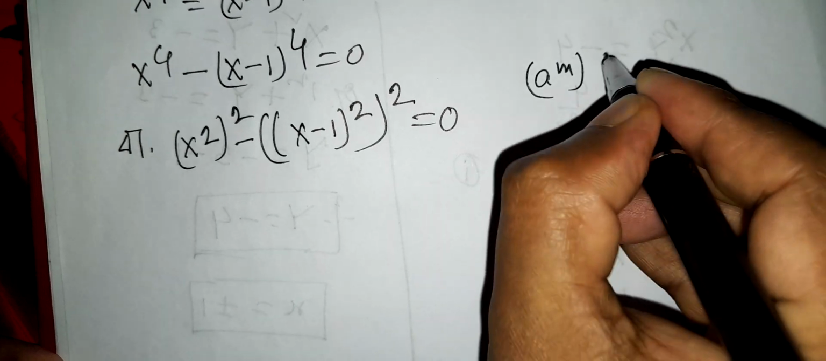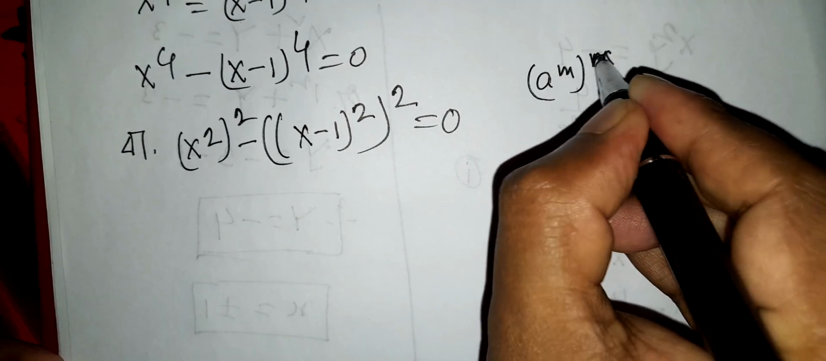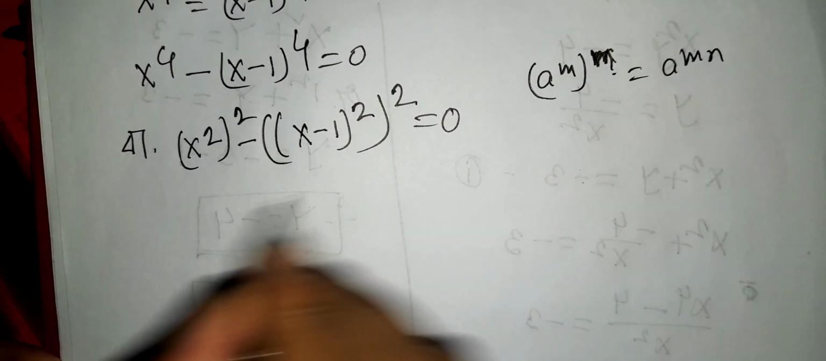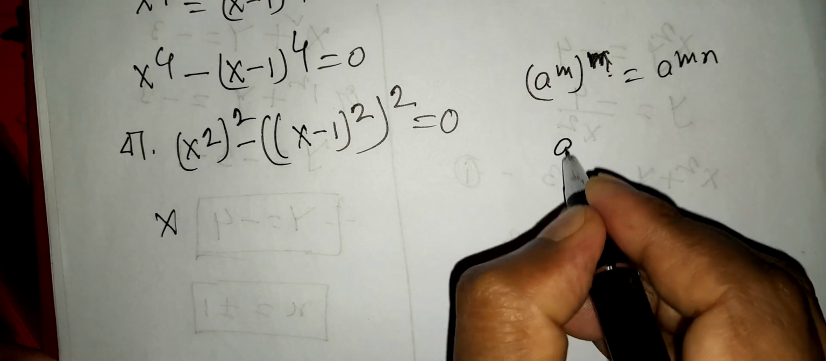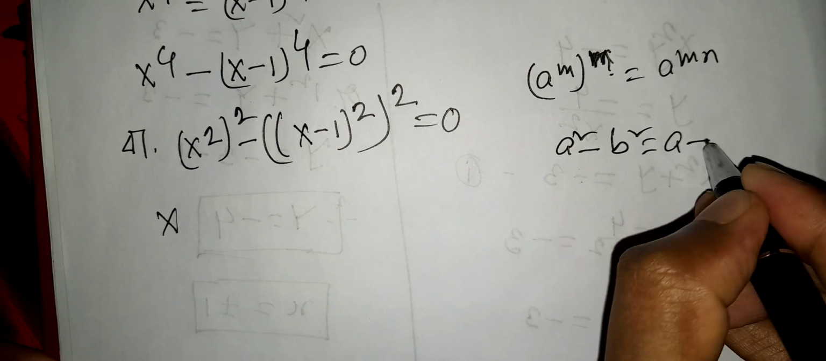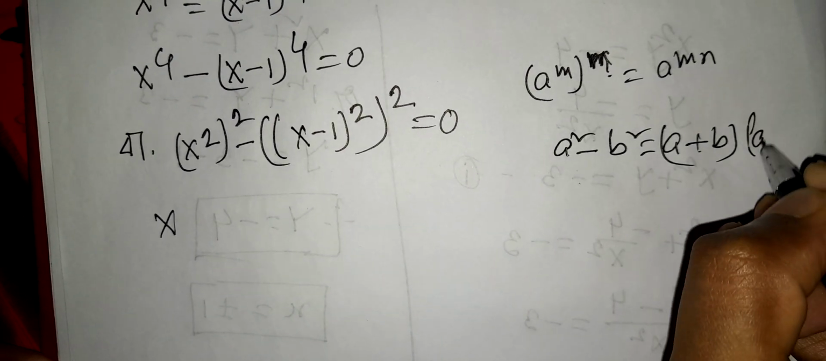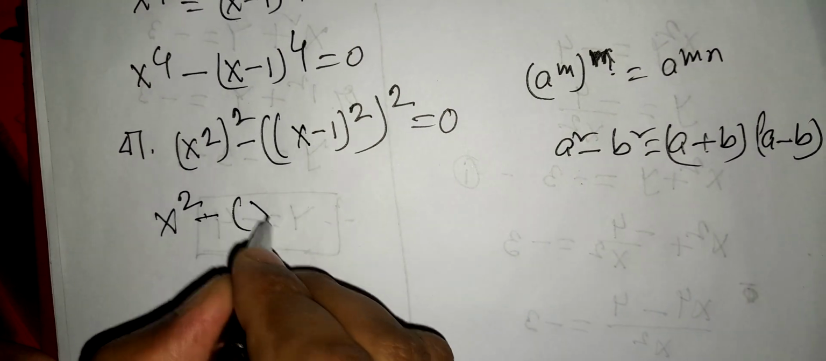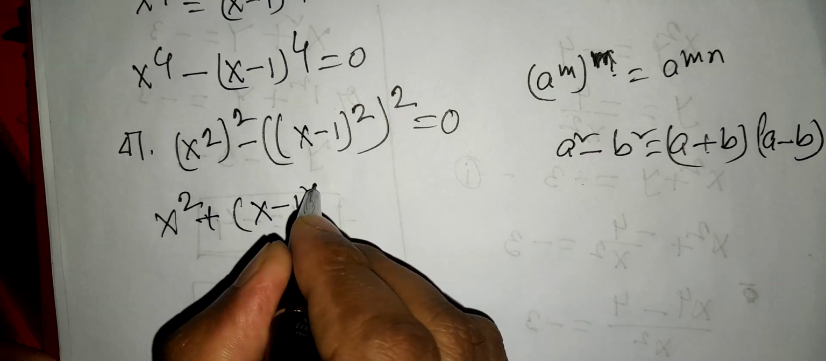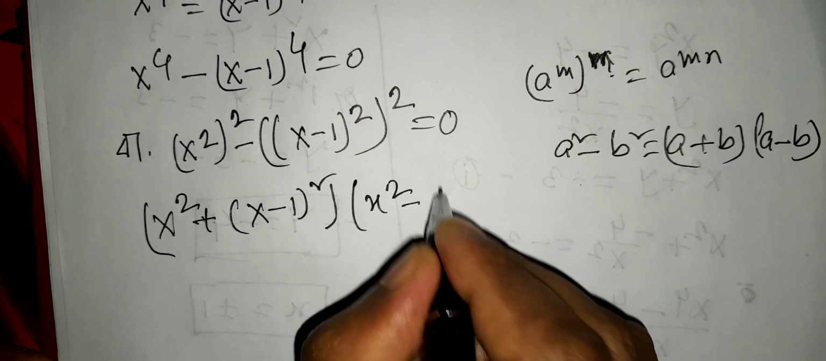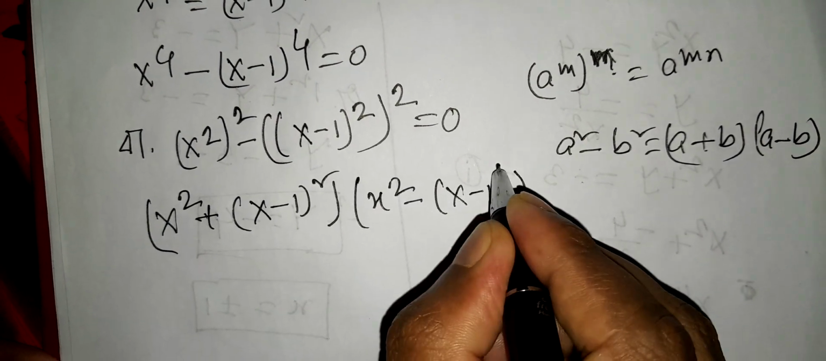That we can write a^(mn) equal to (a^m)^n. So we use the great formula a square minus b square equals (a plus b) into (a minus b). So we can write (x square plus (x minus 1)) whole square and (x square minus (x minus 1)) all square equal to 0.